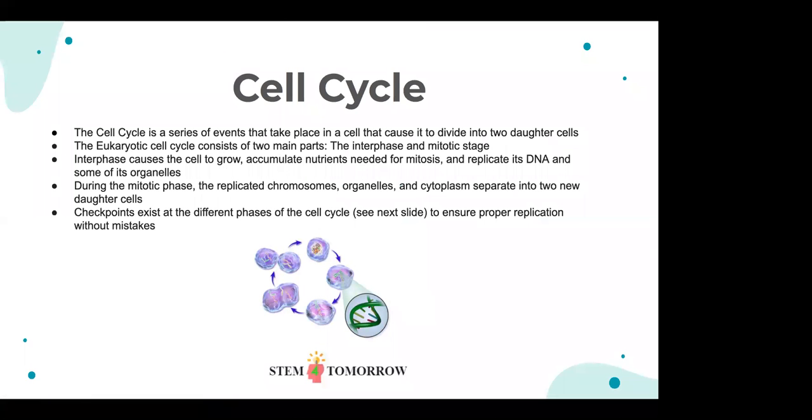So the cell cycle is a series of events that takes place in a cell that cause it to divide into two daughter cells. The eukaryotic cell cycle consists of two main parts, the interphase and the mitotic stage. Interphase causes the cell to grow, accumulate nutrients needed for mitosis, and replicate its DNA and some of its organelles. During the mitotic phase, the replicated chromosomes, organelles, and cytoplasm separate into two new daughter cells. And there are different checkpoints that exist at the different phases of the cell cycle, which I'll go into detail in later slides to ensure proper replication without mistakes.